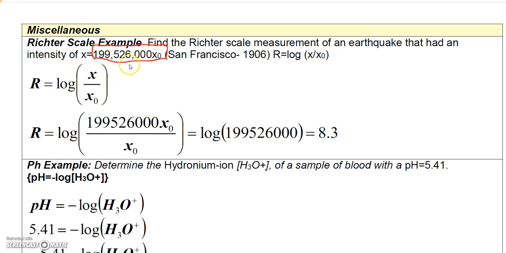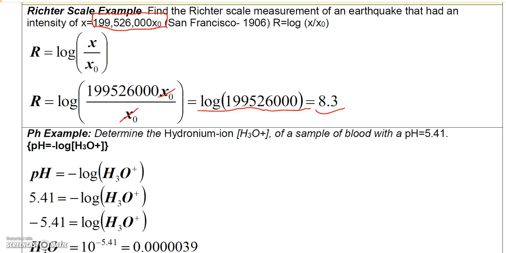And it's really a pretty simple problem. What you're going to do is you're just going to replace x with this given value. So we'll have 199,526,000 x naught. And then you can just cancel those x naughts, and so all you have is just the common log of this number, 199,526,000. And then if you just calculate that on your calculator, just plug it in and hit the log button, you'll get 8.3. So 8.3 would be the Richter scale measurement of an earthquake with that type of intensity.